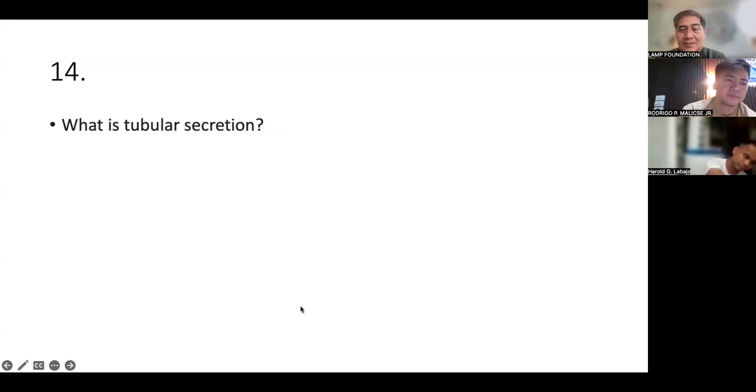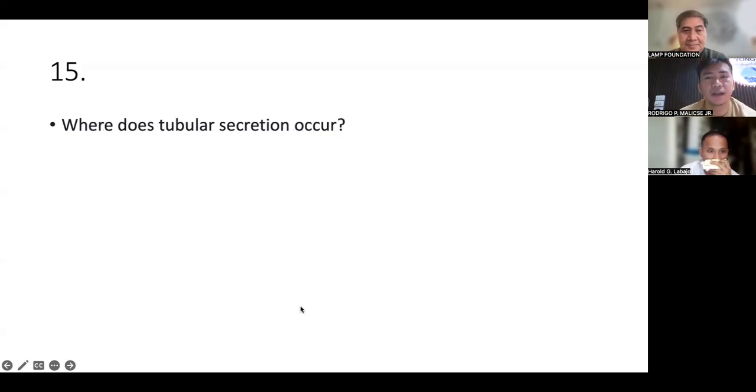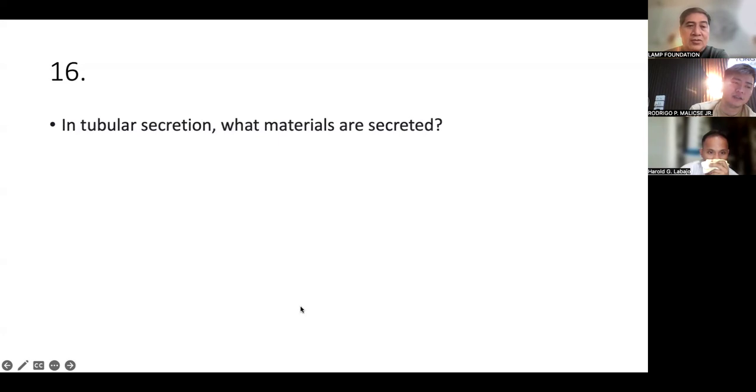What is tubular secretion this time? Tubular secretion is a process by which substances are passed from the blood into the filtrate. Where does tubular secretion occur? Mostly in the DCT and collecting ducts, some in the PCT. DCT is the distal convoluted tubule. In tubular secretion, what materials are secreted? Potassium and hydrogen ions, then wastes like urea, uric acid, creatinine, and ammonia.